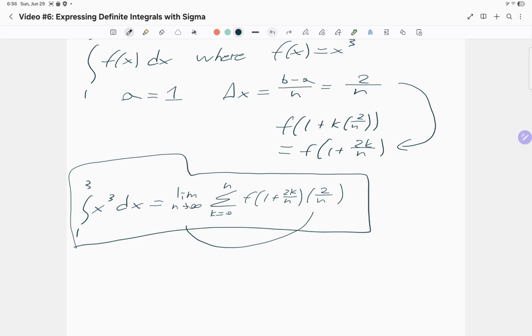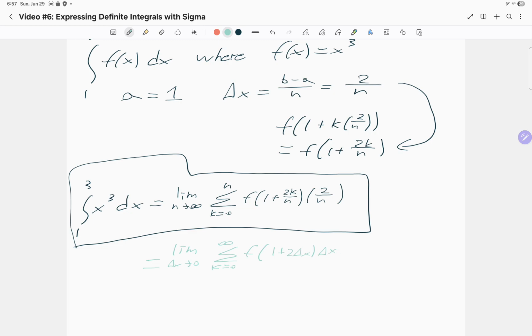So if you want to say that, I'll do that in a different color here. You could say that equals limit as delta x approaches 0 of the sum from k equals 0 to infinity. Oh no, that's slightly improper, but deal with it. 1 plus 2 delta x, f of 1 plus 2 delta x times delta x. So this should get you the same result.